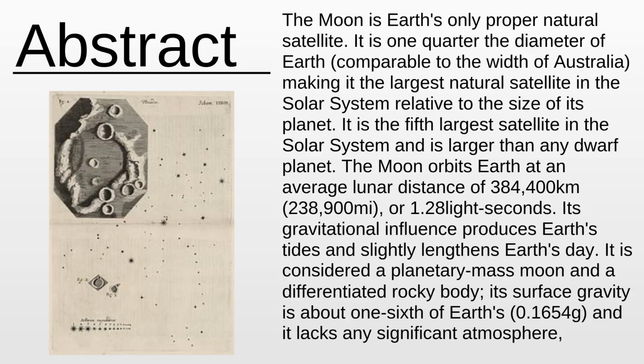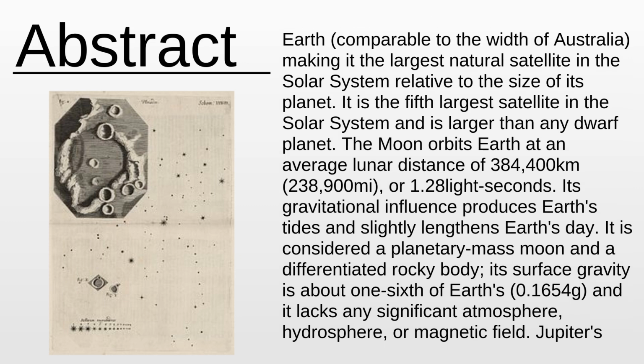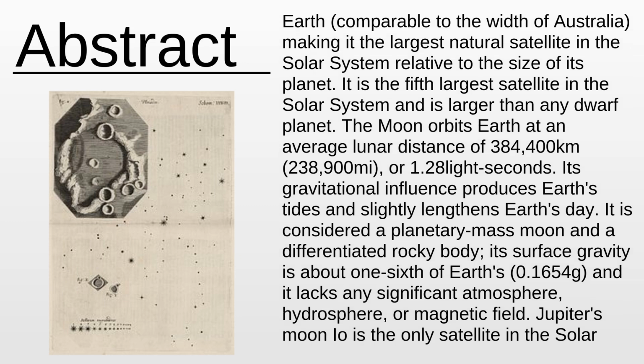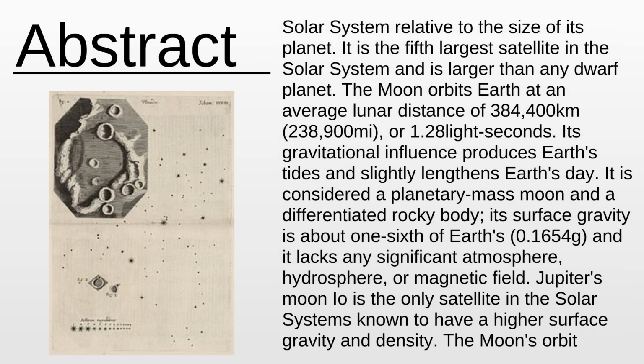The Moon is Earth's only proper natural satellite. It is 1/4 the diameter of Earth, comparable to the width of Australia, making it the largest natural satellite in the solar system relative to the size of its planet. It is the 5th largest satellite in the solar system and is larger than any dwarf planet.